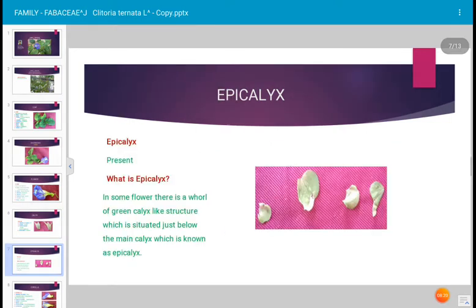Next, this is the epicalyx. Epicalyx is present. And what is epicalyx? In some flowers, there is a whorl of green calyx-like structure which is situated below the main calyx, which is known as epicalyx, and that is seen in the flower, and the photograph is given here. Next slide.